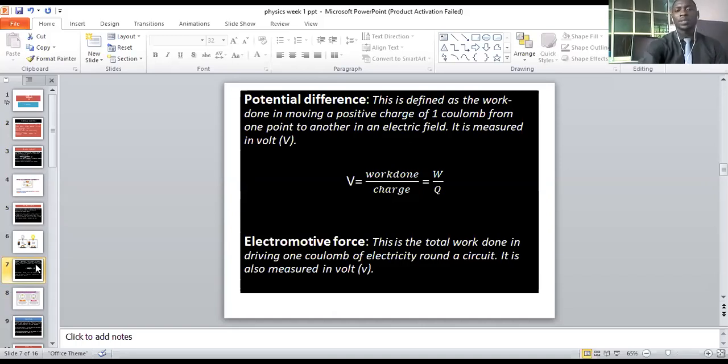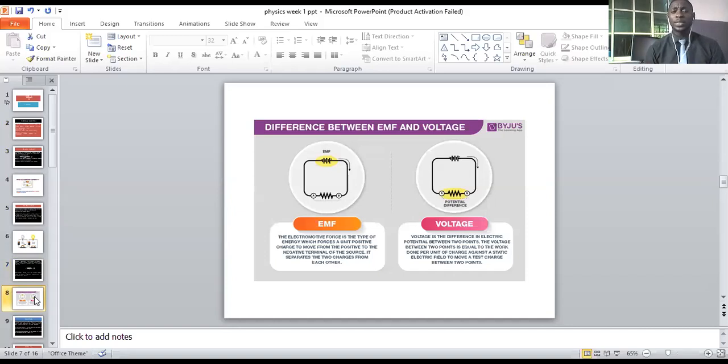So I would like you to do something for me. Get your pen and your book. State 5 differences between electromotive force and voltage. This will be part of your assignment. State 5 differences between electromotive force and the potential difference. I believe you understand that. So let's go to the next topic.